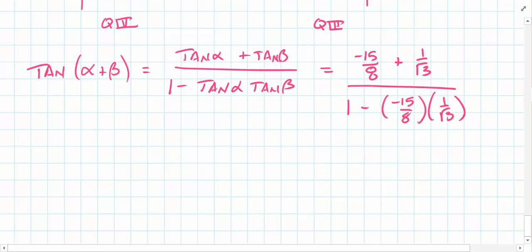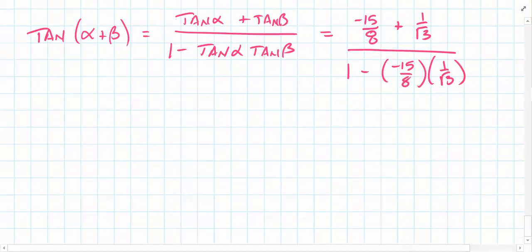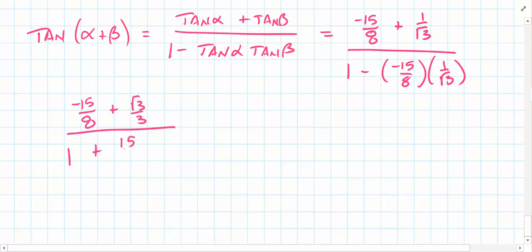Okay, who got this far? Raise your hands. All right, so most of you got that far. Okay, good. So I need to rationalize some stuff and make common denominators. So I'm going to have negative 15 over 8 plus, this is going to be a root 3 over 3, right? All divided by 1 plus, this is going to be 15 over 8 root 3. So I simplified a little bit.